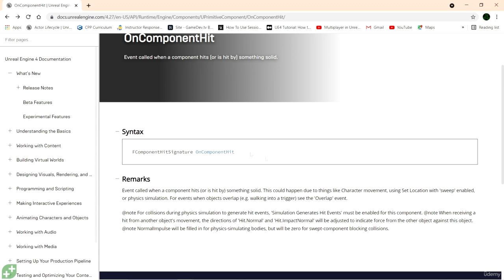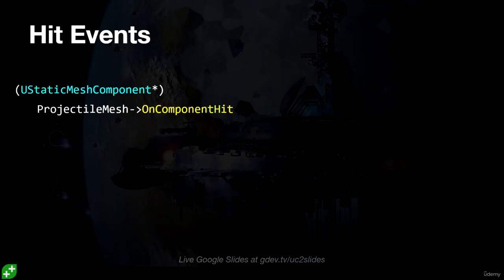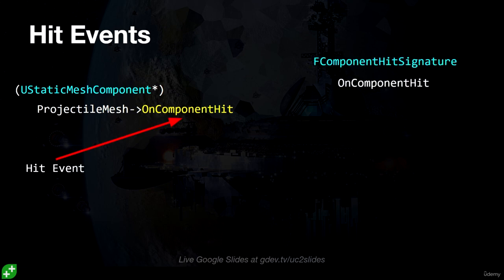So there are hit events and there are overlap events. We're concerned with hit events. So we know that OnComponentHit is described in the documentation as a hit event. And we know that OnComponentHit is of type FComponentHitSignature. So far, so good. Now, this hit event OnComponentHit is also something we refer to as a multicast delegate.